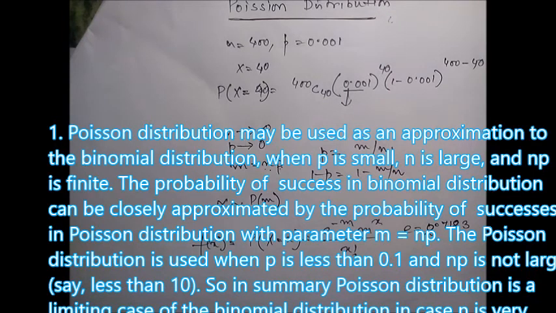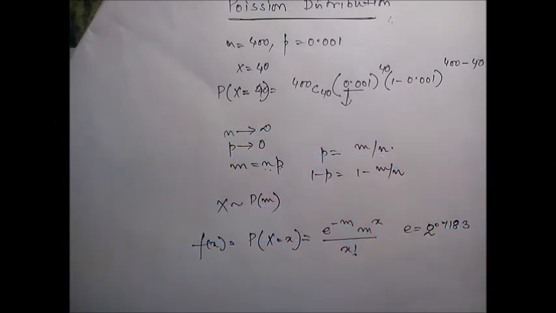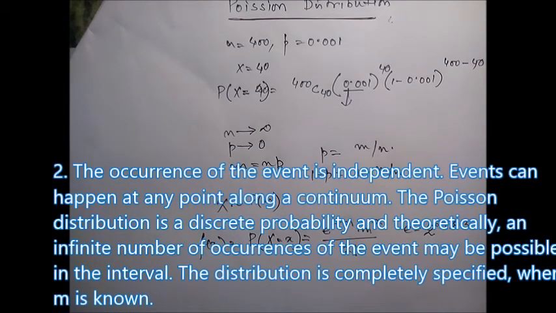The Poisson distribution is used when p is less than 0.1 and np is not large, say less than 10. So in summary, the Poisson distribution is a limiting case of the binomial distribution when n is very large and not known or infinite. Second, the occurrence of the event is independent. Obviously this should be independent. Events can happen at any point along a continuum. The Poisson distribution is a discrete probability distribution, and theoretically an infinite number of occurrences of the event may be possible in the interval. The distribution is completely specified when m is known.